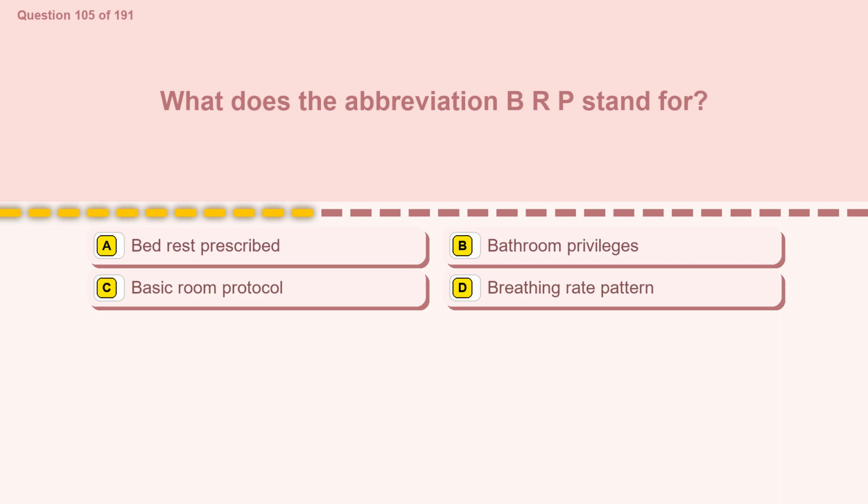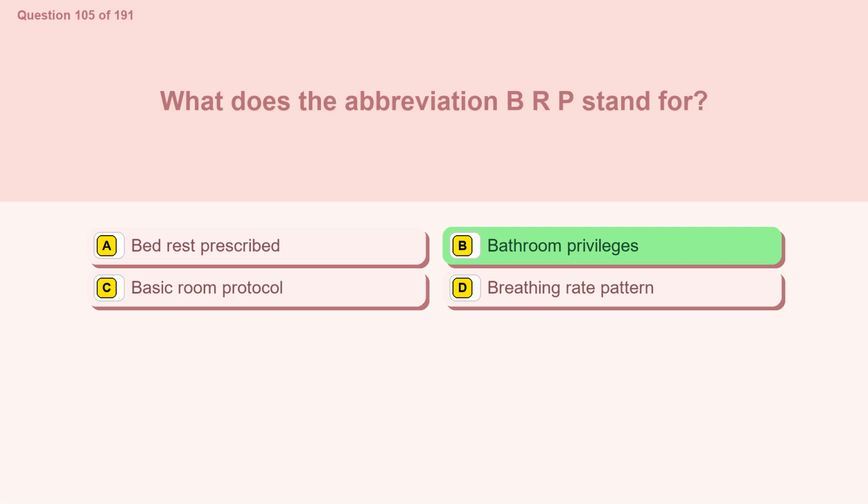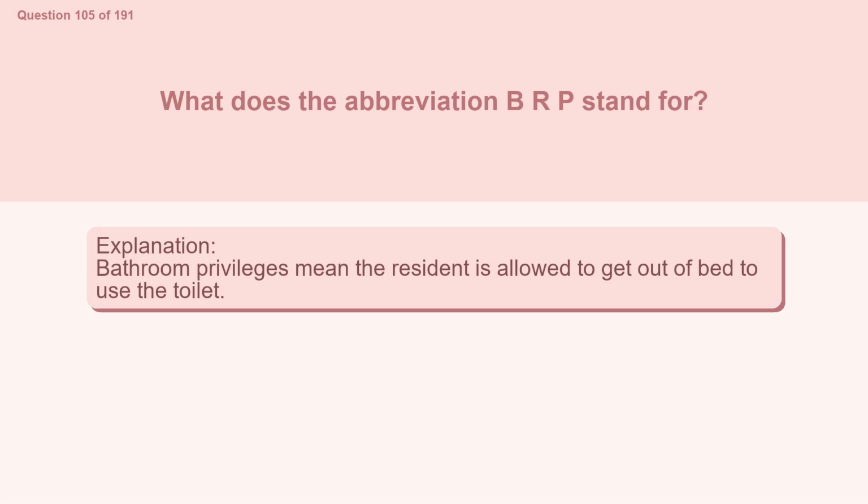Option A, bed rest prescribed. Option B, bathroom privileges. Option C, basic room protocol. Option D, a breathing rate pattern. The correct answer is option B, bathroom privileges. Bathroom privileges mean the resident is allowed to get out of bed to use the toilet.